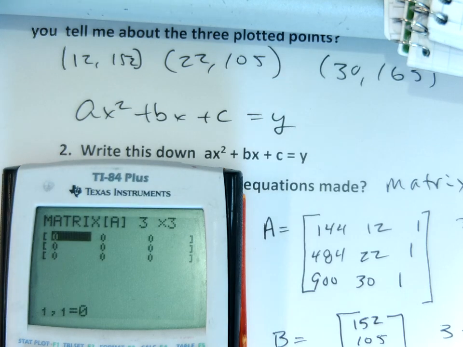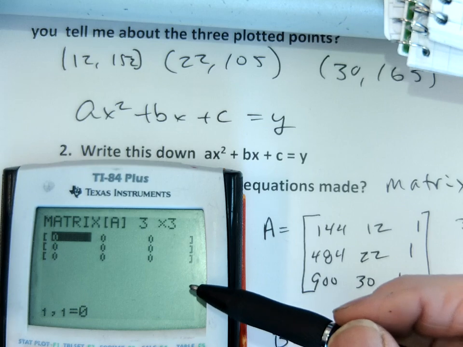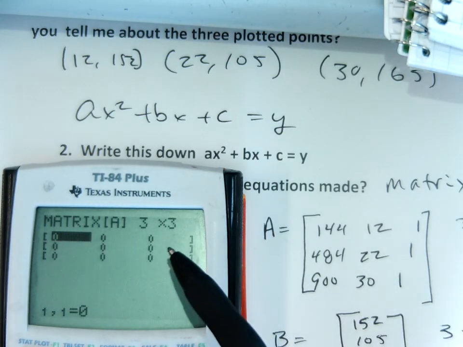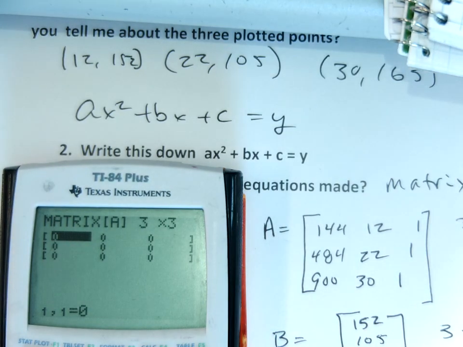Now, if you already have one in your calculator, just type over it. Is there already one in there? Just type over it because you're editing. So you're just changing the numbers, okay? Now, it creates a box that's the right size. And again, if you already have a matrix in your calculator, that's fine. We're just going to type over it by editing.